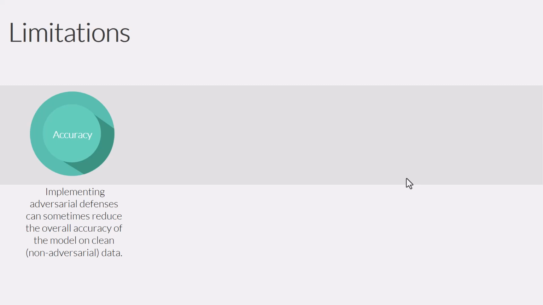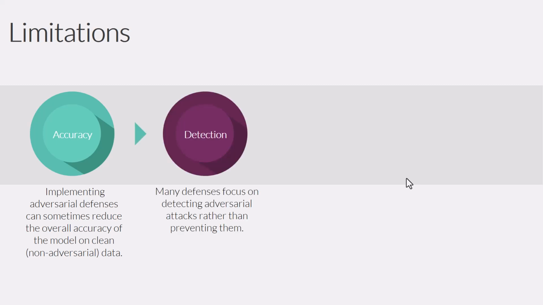From the literature survey, we have identified certain limitations of existing work. Accuracy is one of the problems. When we make a model error proof, or when we try to reduce the effect of adversarial attack, there is another effect on the model: the accuracy of the model on clean data will also reduce. So that is one of the limitations.